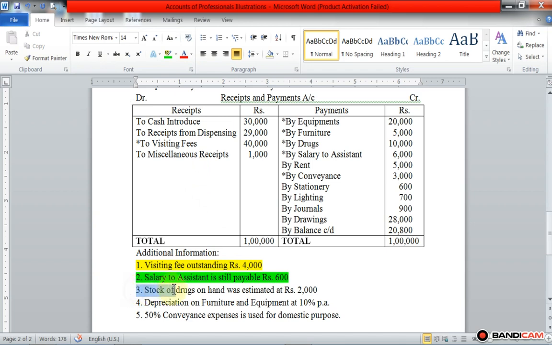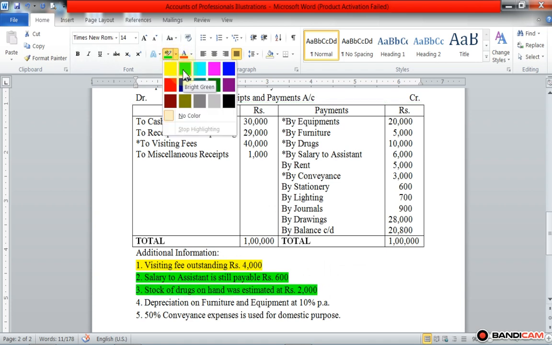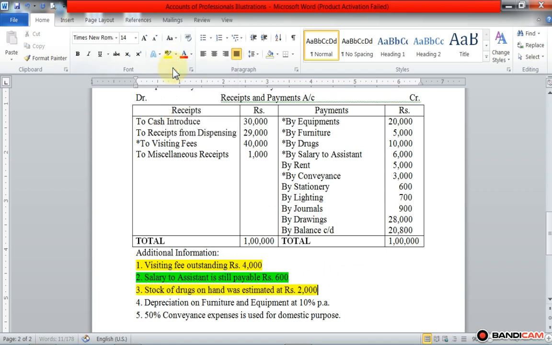Then stock of drugs. Actual drug expenses are rupees 8000 and 2000 remains with Dr. Gupta. It is a current asset of Dr. Gupta, so we transfer it with a second effect on the asset side of the balance sheet. So we make a star in front of drugs.